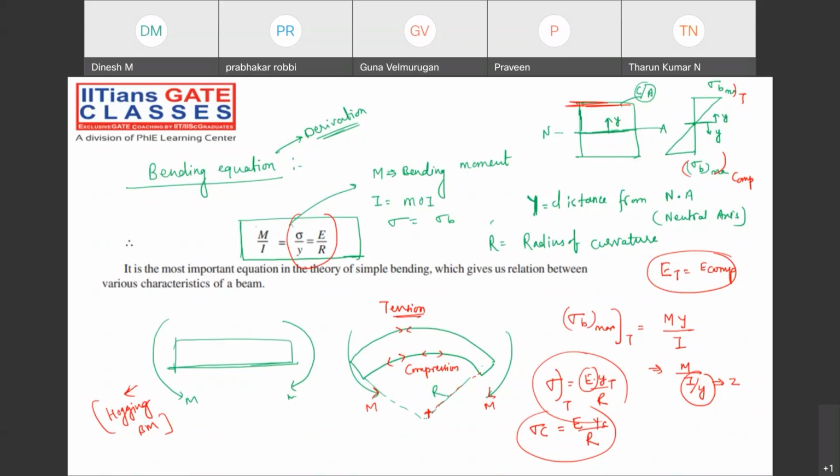So the upper fiber will be, for this hogging bending moment, subjected to tension and the lower fiber will be subjected to compression. But somewhere there is no compression and no tension. Nothing is happening. That layer we call the neutral axis. That particular layer we call the neutral layer. Note down. I think you are done, right? Is it done? Let me know. Please check it out.